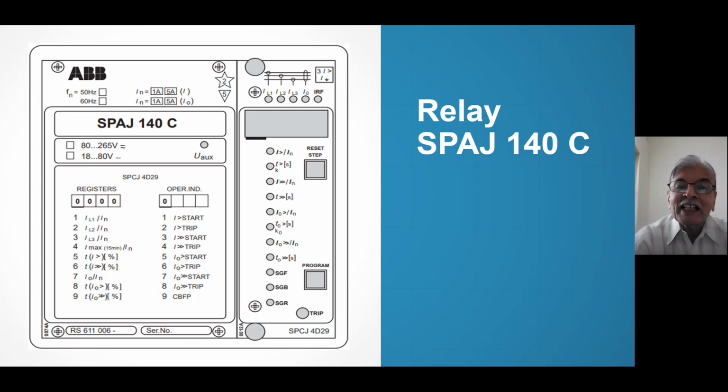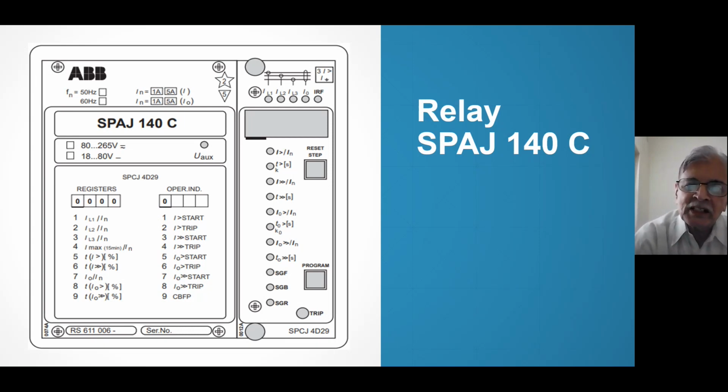Then I greater than IN, that lamp will light, and in the display panel, what is the setting that will be shown? That is plug setting, in terms of I greater than divided by IN, it is a ratio. So if IN is 1 ampere, whatever is shown is the current value. But if IN is 5 ampere, you have to multiply by 5. Tk, that means if it is a definite time, then it is second. If it is K, that means if it is inverse, then it is TMS.